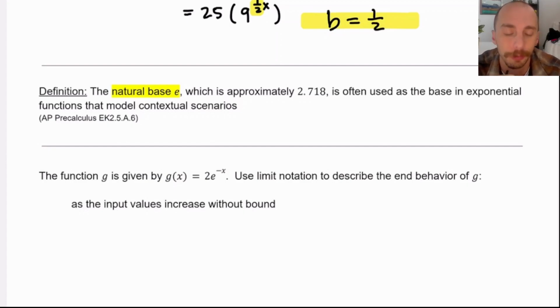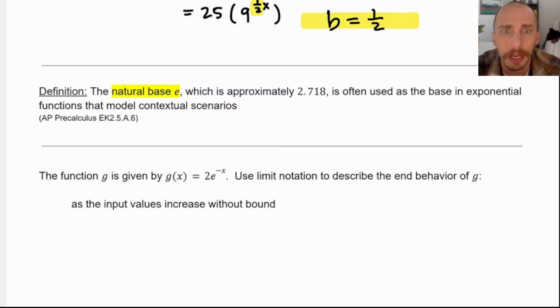But I copied in the text from the AP Pre-Cal course description, which is similarly vague. It says the natural base e, which is approximately 2.718, is often used as the base in exponential functions that model contextual scenarios. And I actually think that really encapsulates it well. If you're interested in what e represents, go look in my Algebra 2 playlist for exponential functions. I talked a little bit more about other definitions of it.